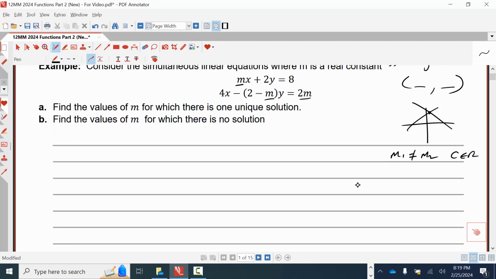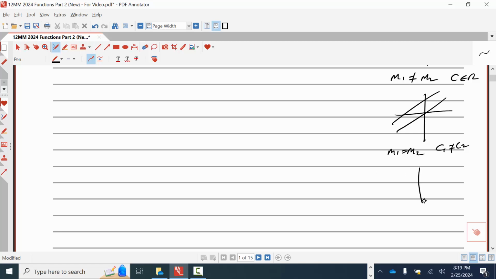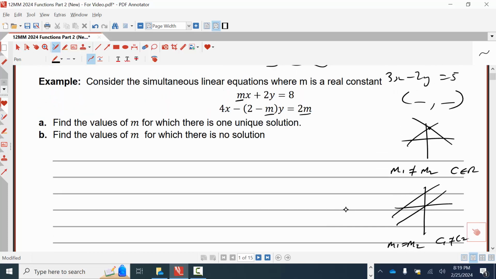The second scenario is that we can get parallel lines. Now that's going to happen when m1 is the same as m2, so same gradient, and c1 can't equal c2. So they have the same gradient, different y-intercept. They'll be parallel lines. And the third scenario is when the lines coincide, so they are in fact the same line. That's me trying to draw on top of the one underneath. And for that scenario, m1 equals m2, the gradients are the same, and c1 equals c2, so the y-intercepts are the same.